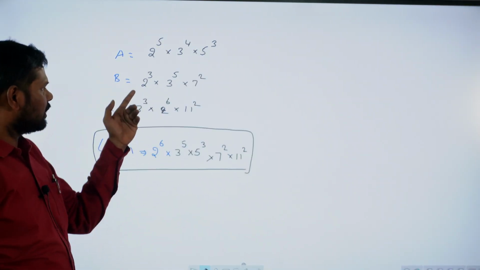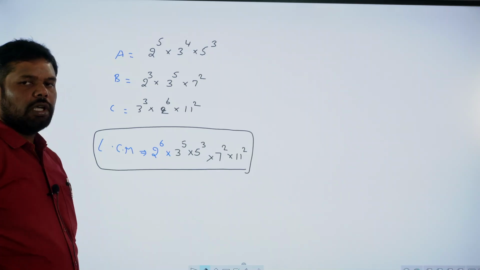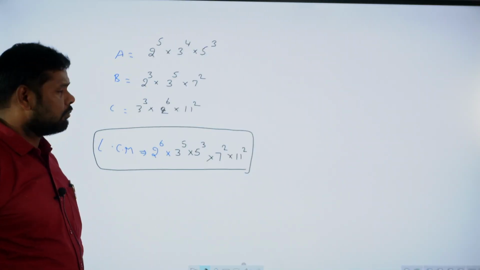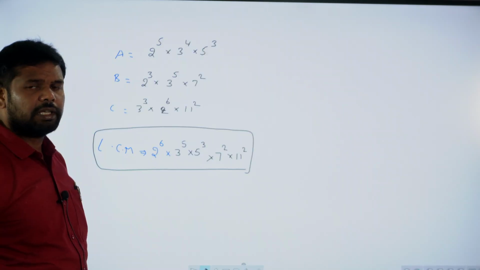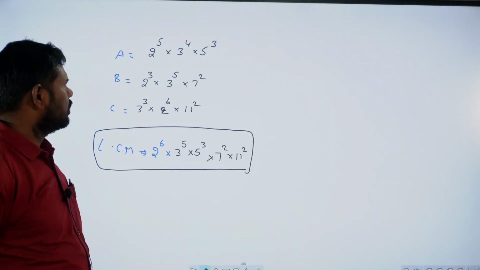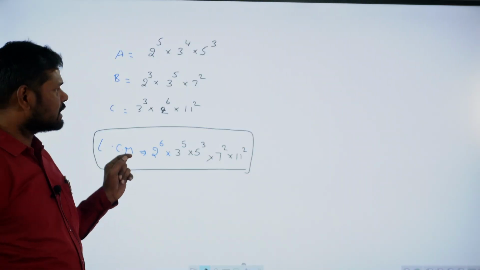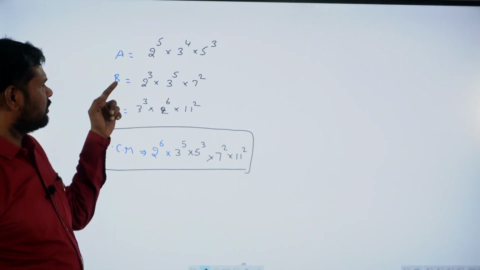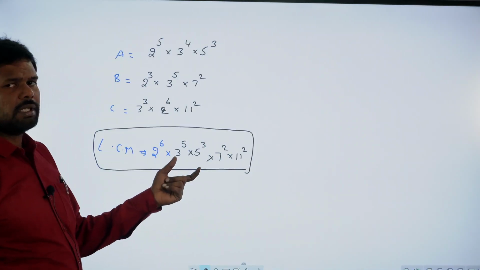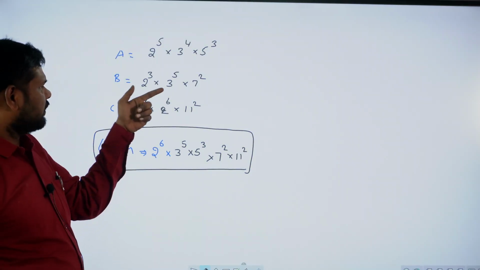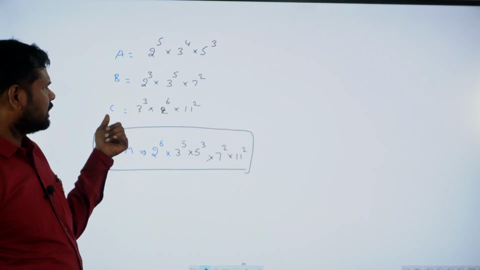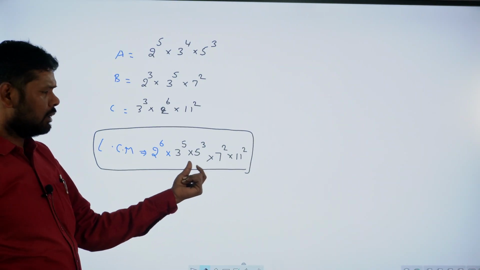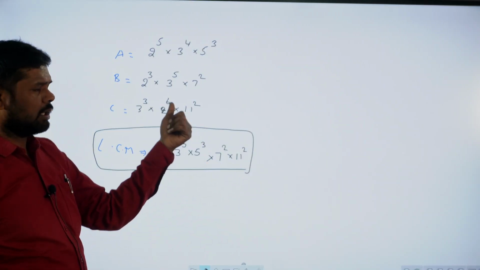This is the LCM for these numbers. LCM is nothing but you need to multiply all the prime powers having the highest power. It is not necessary for a prime to be present in all the numbers; if it is in one number also, you consider it and multiply. So 7 is only in B, 11 is only in C, 5 is only in A, but we still write them in the LCM.